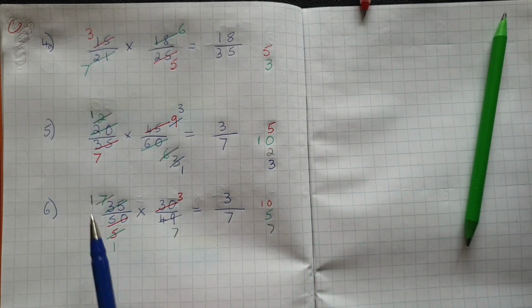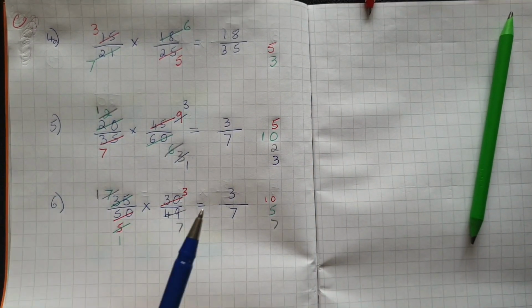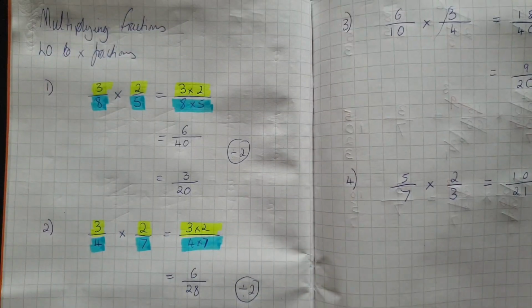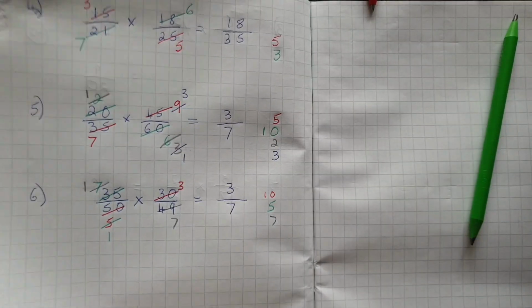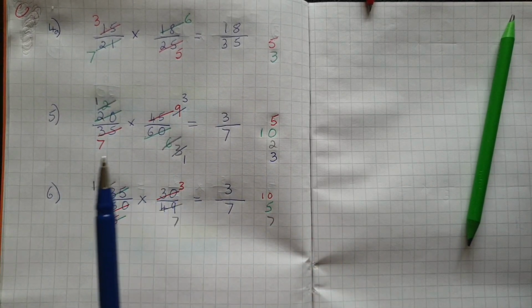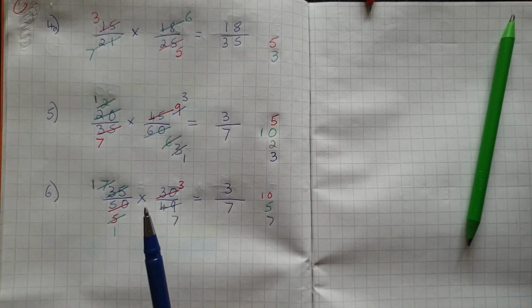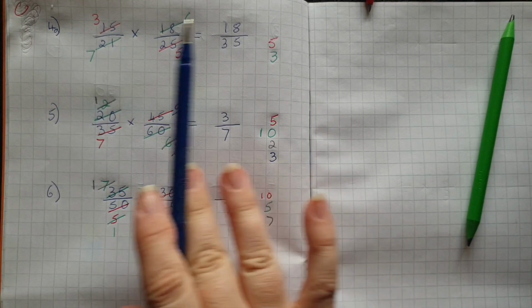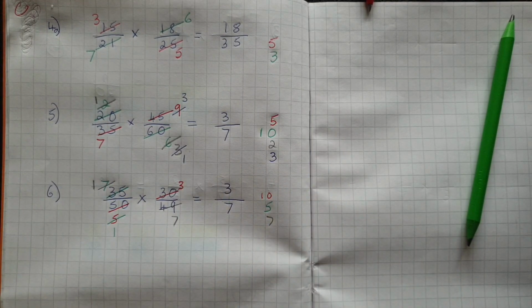Now, if you don't understand this cross-cancelling method, you prefer to multiply, then cancel, you may. But this is a skill worth learning, because eventually when you're doing far more complex multiplications, this will help you do them far, far quicker.